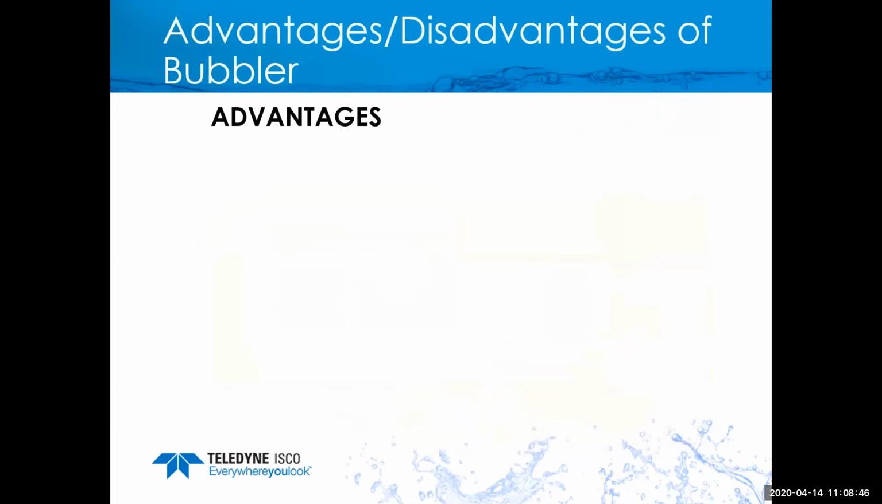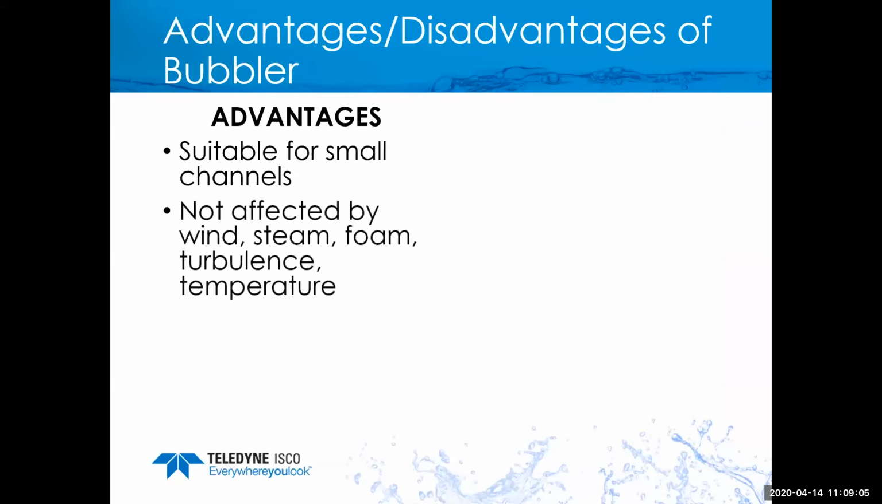So the advantages of a bubbler: suitable for small channels, whereas the ultrasonic is worried about hitting the side walls of a narrow flume. The bubbler does not have that issue because it's usually a 1/8 inch bubble line that's mounted in the bottom of your channel. It is not affected by wind or steam or foam, or even temperature and turbulence, because it's under the water and it's just measuring how much pressure is above the end of that bubble line to read your water depth.